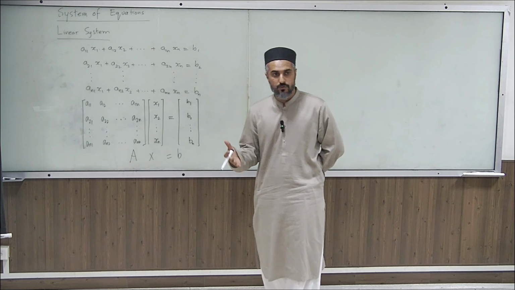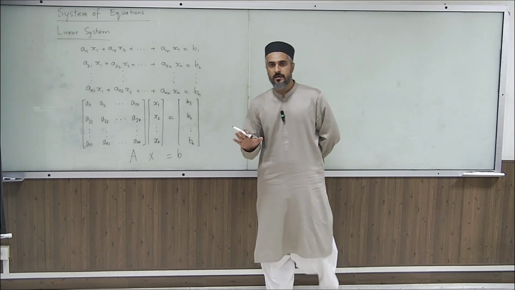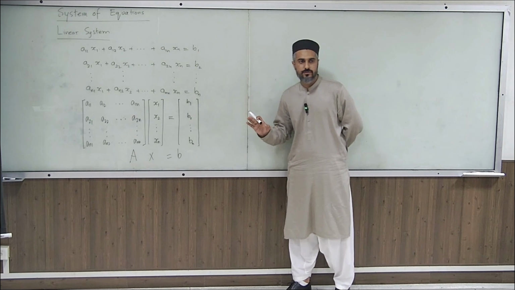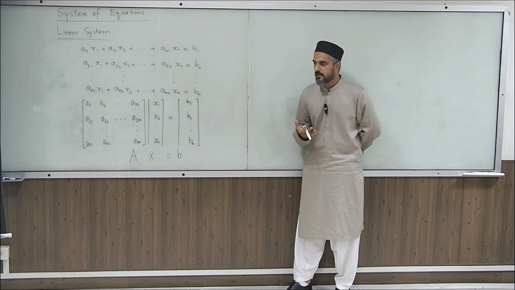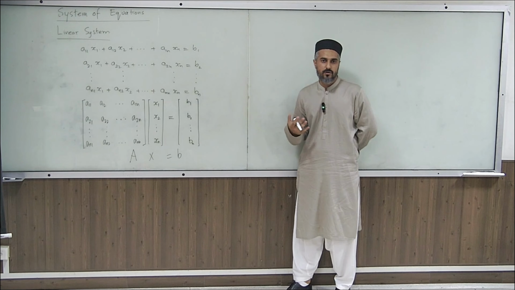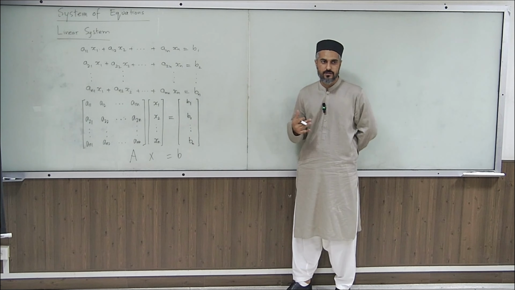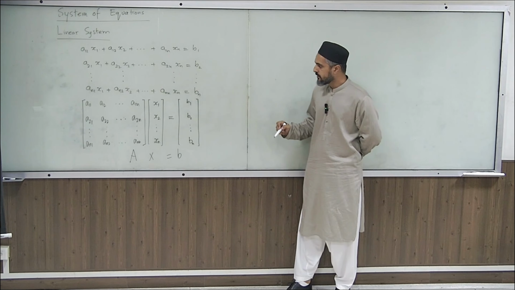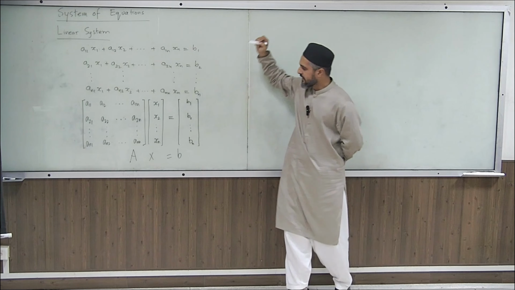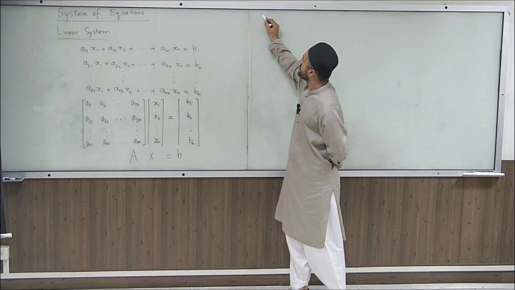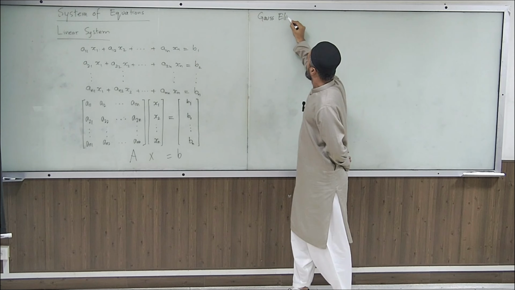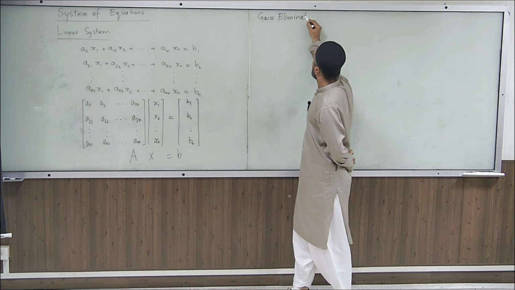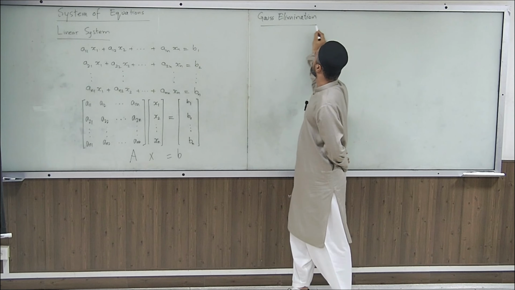We'll be doing two more methods, but first we're just going to quickly revisit them, and then we'll see what are the problems with those from a numerical perspective. How can we modify those methods? So I am just starting this with the method of the Gauss elimination.